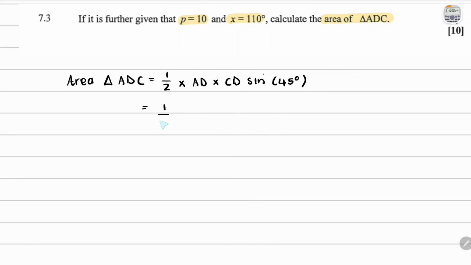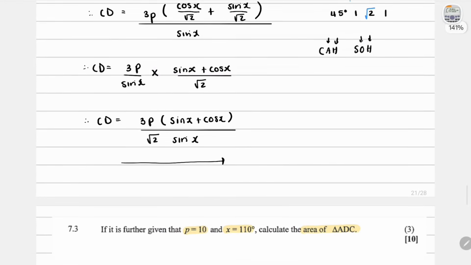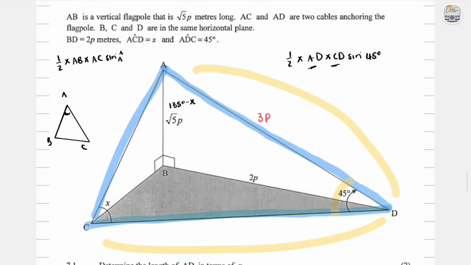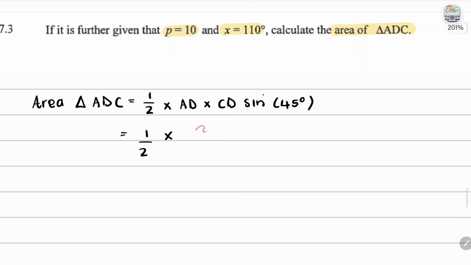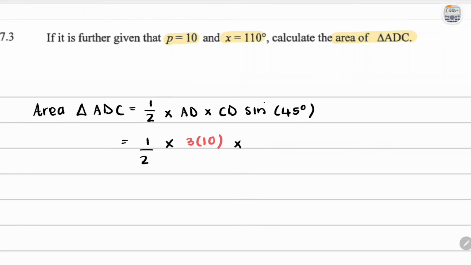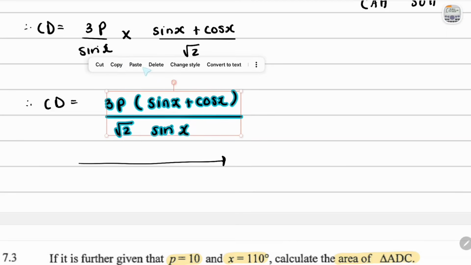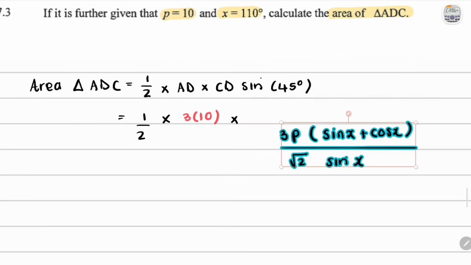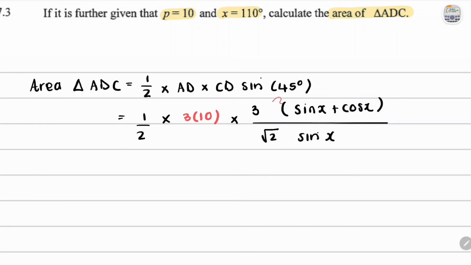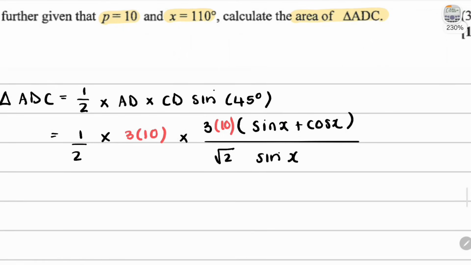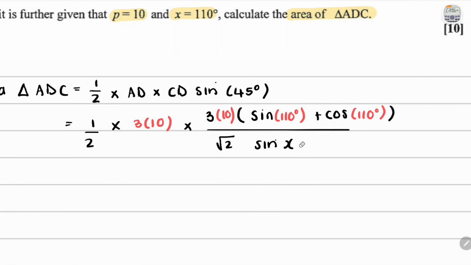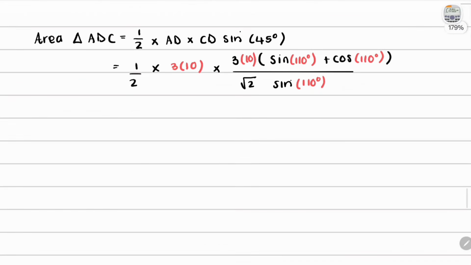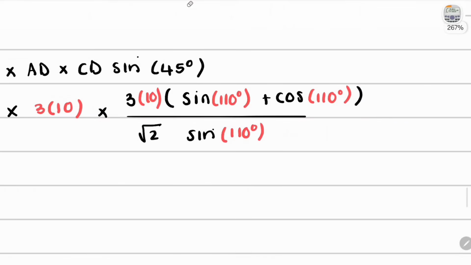So this is equal to a half multiplied by AD is 3P. We already found that initially in the triangle, 3P, and then AC as well. So this is just 3P, but we know what P is now. P is 10, so 3 times 10. And then CD is over here. So we'll just take this, and in place of P and X, just substitute the P and X values. So this looks like this. And in place of P, we'll just say that is 10. In place of X, we'll say that's 110, and that's 110. And then over root 2 sine of 110 degrees. So this just has to do with substituting. Then lastly, multiply by sine 45 degrees. So times sine 45 degrees.